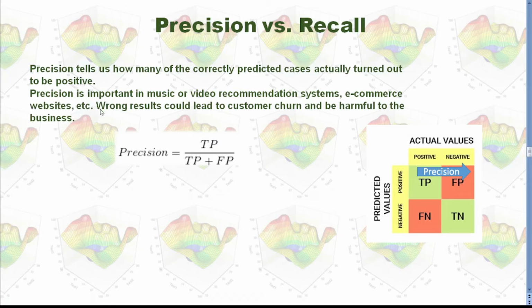Precision is important in music or video recommendation systems, e-commerce websites, etc. For example, if you go to Amazon.com, you might browse all kinds of products, and Amazon will try to predict what kind of products you are interested in. Among all those predicted products, Amazon wants to know how many are the products you are truly interested in. That is the measurement of precision.